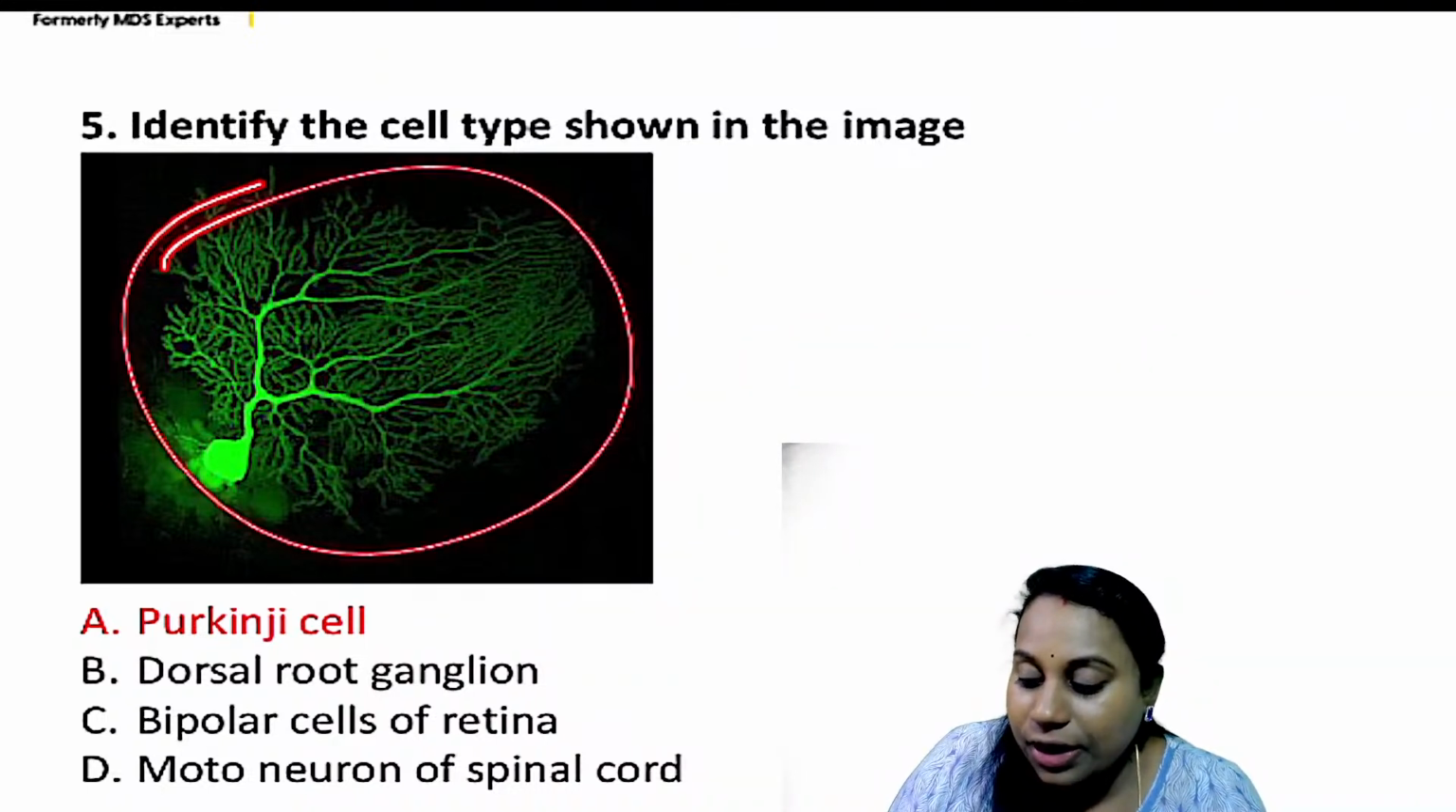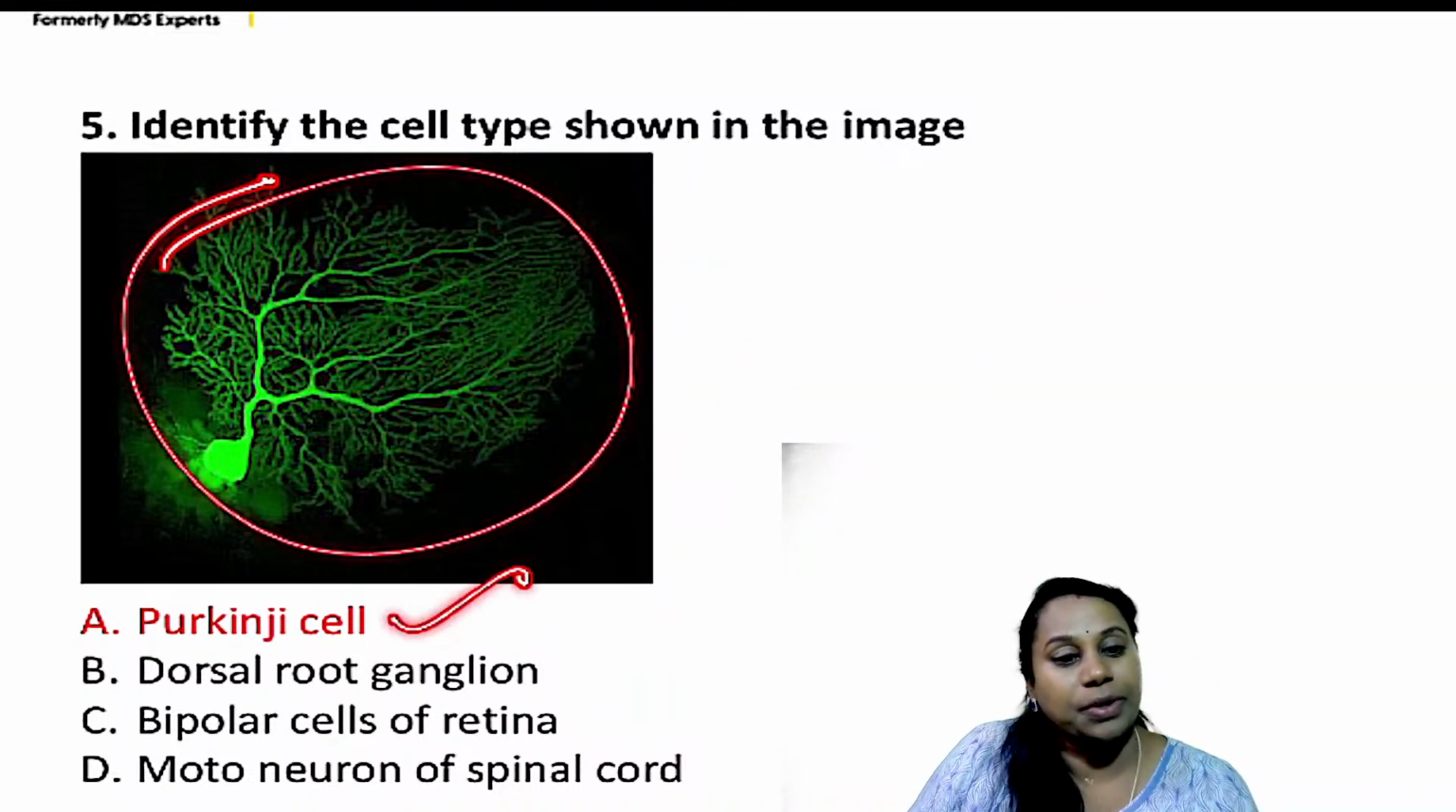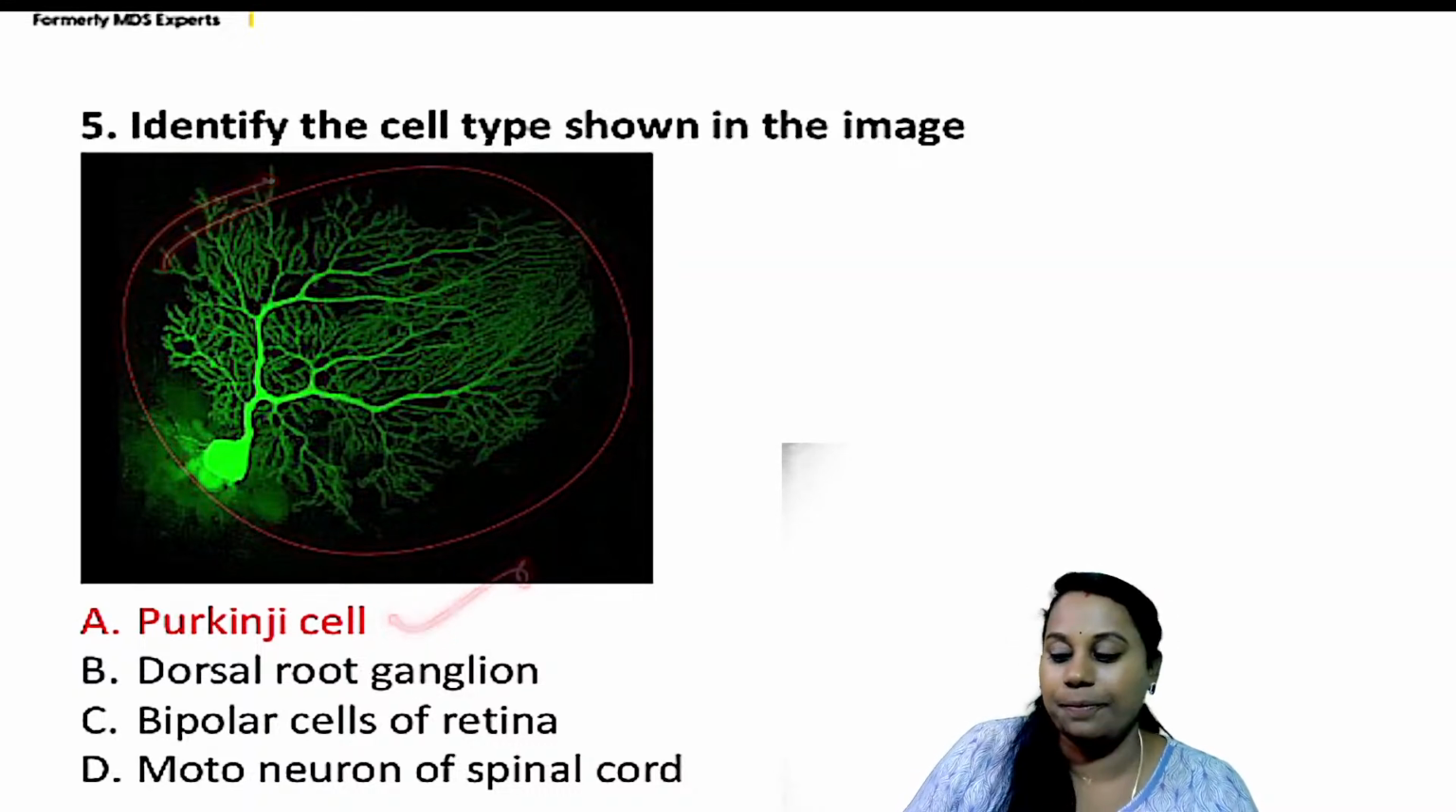And the cell given here is an image of a Purkinje cell, the largest cell in the cerebellum.